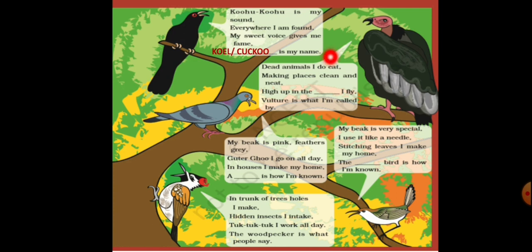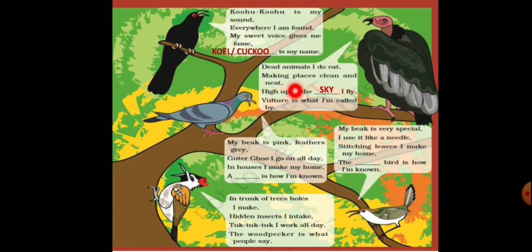Oh God, look at this big bird. What is this bird saying? Dead animals I do eat, making places clean and neat. High up in the dash I fly. Vulture is what I'm called by. So where does it fly? High up in the sky. Correct. So this bird, it eats what?